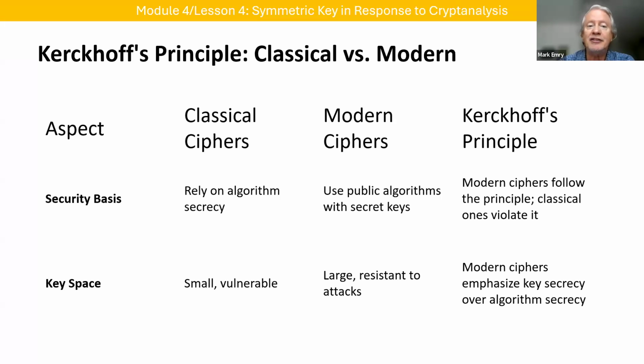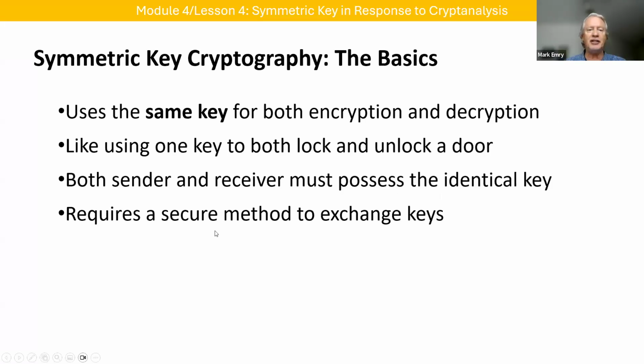In essence, classical ciphers don't align with Kirchhoff's principle because their security depends on keeping the algorithm secret, while modern ciphers embrace the principle by relying on the secrecy of the key, assuming the algorithm itself is public. So recognizing the weaknesses of classical methods, cryptographers moved to mathematically secure encryption with significantly longer key spaces. In this lesson, we learn about symmetric key cryptography. In the next lesson, we will learn about asymmetric key cryptography.